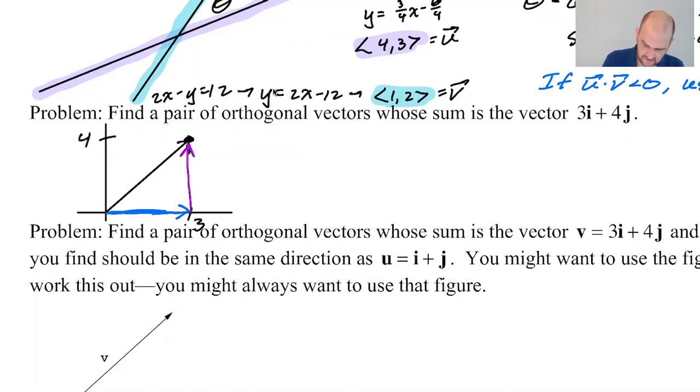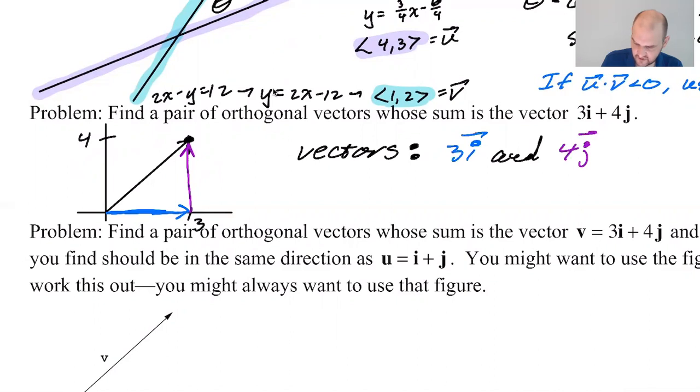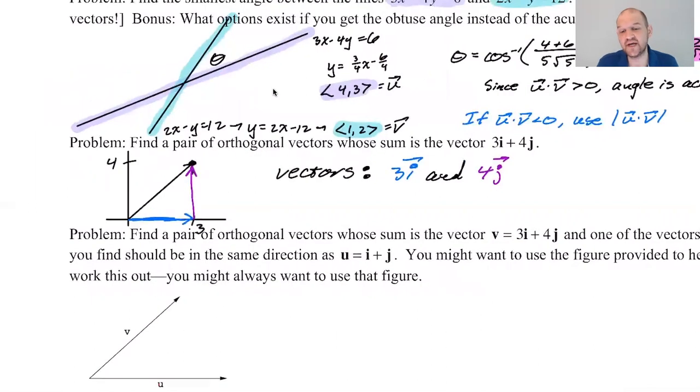So my vectors: I'm going to use the vector 3i, and I'm going to use the vector 4j. We were not given additional information. That's what makes this possible. So the next problem is going to be worse, but 3i and 4j definitely add up to 3i plus 4j. They're definitely orthogonal to each other. So they definitely fit the bill.